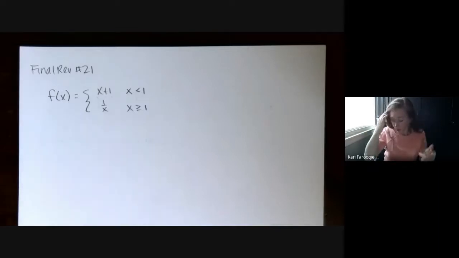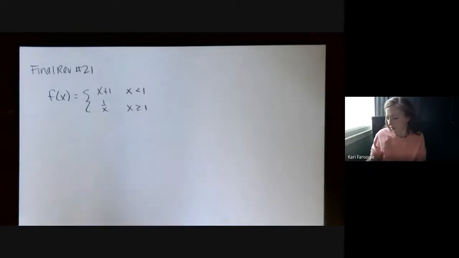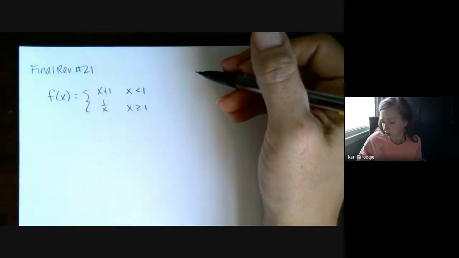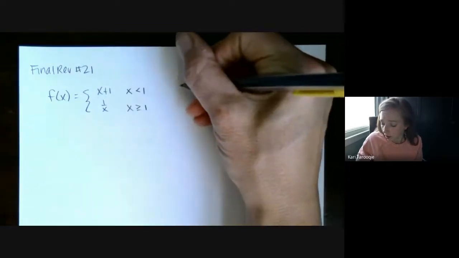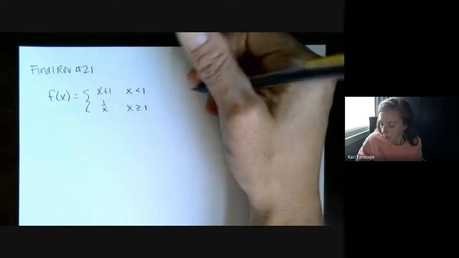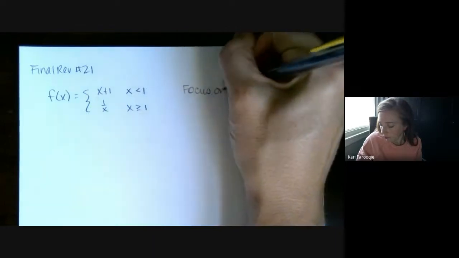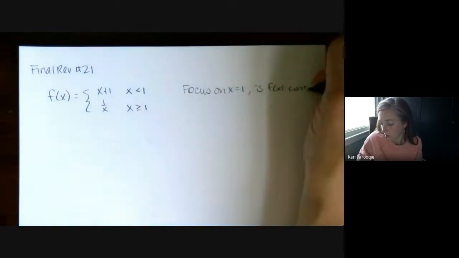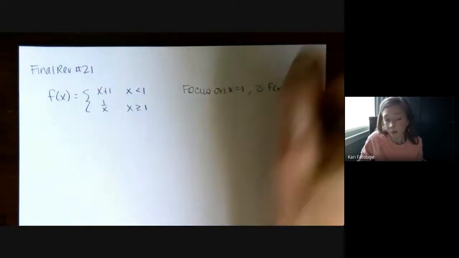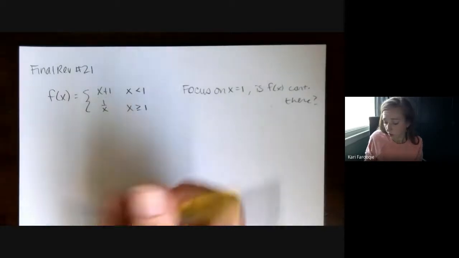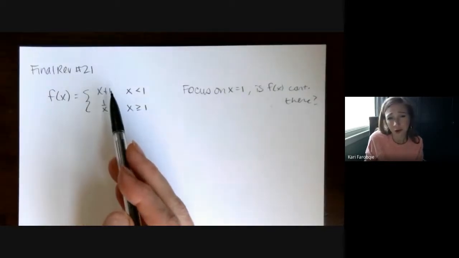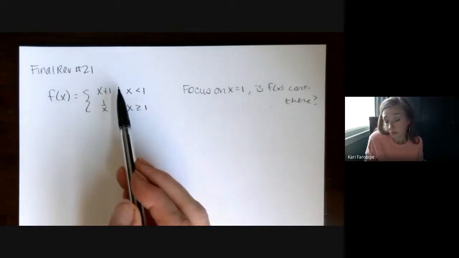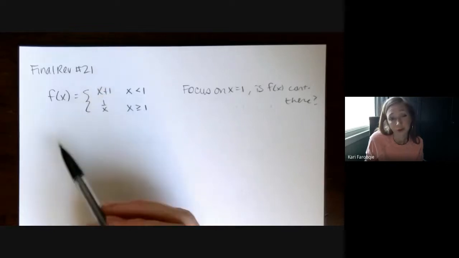You could also graph it. You might have an easier time actually graphing it, just because I feel like a picture says more than actually evaluating the function. But if you did, okay, so we're really going to be focusing on x equals 1. Is f of x continuous there? And the reason we only care about what happens at 1 is because we already know that the function x plus 1 is continuous on its entire domain because it's a polynomial. This is just a line with a slope of 1 and a y-intercept of 1.